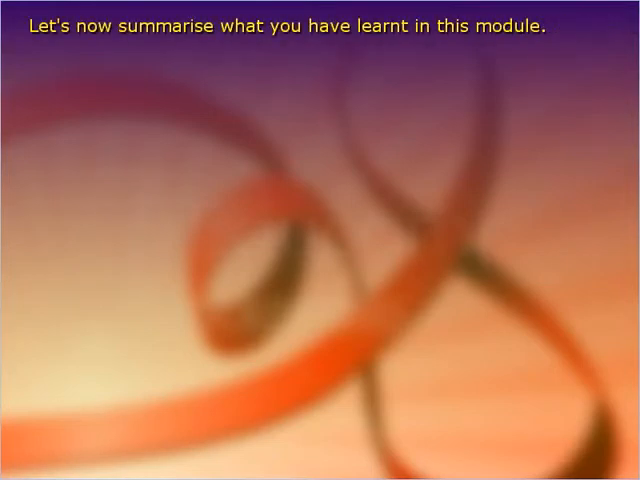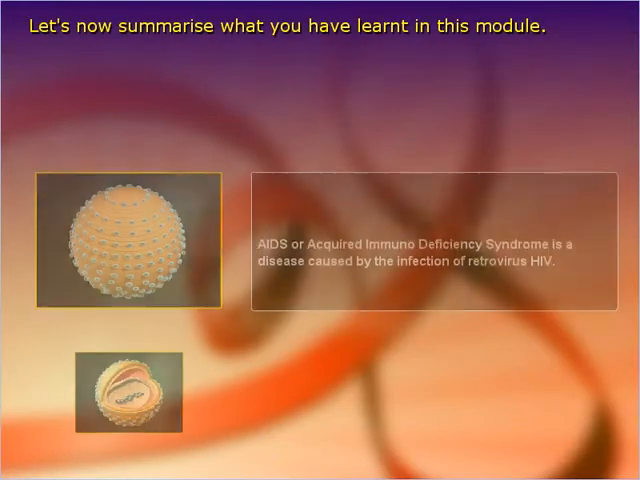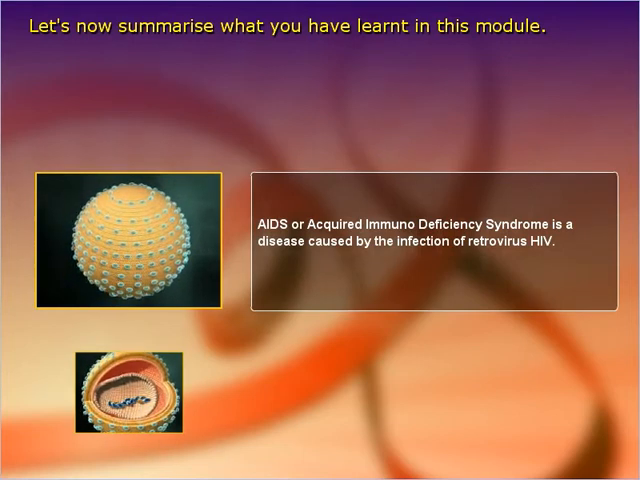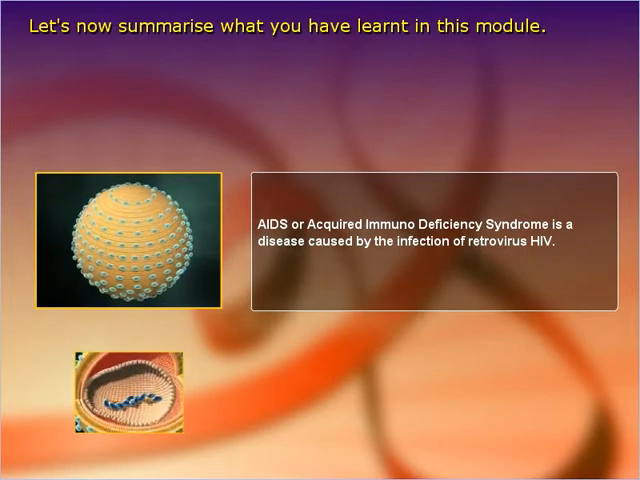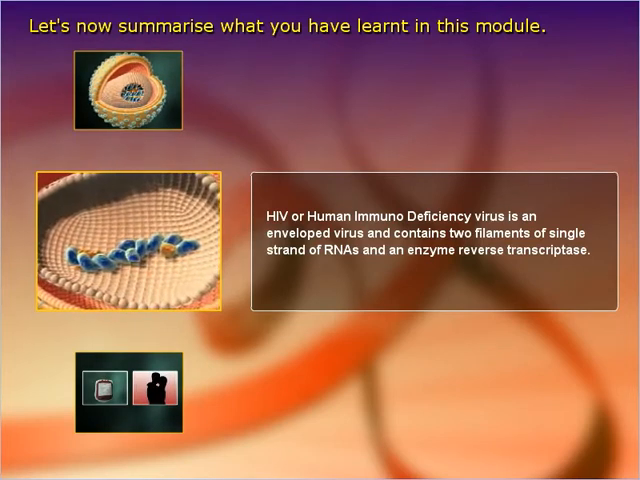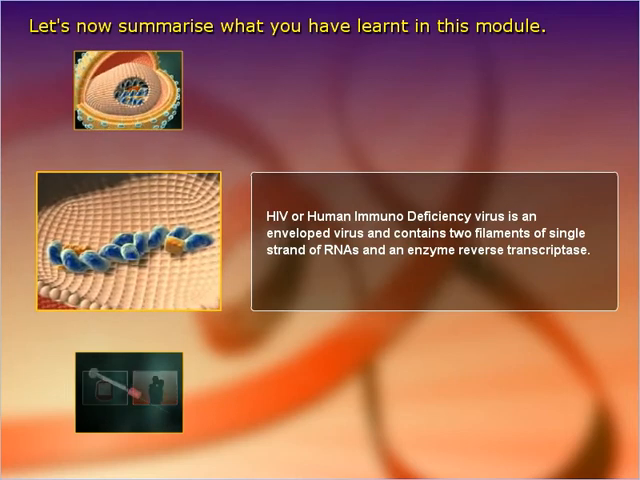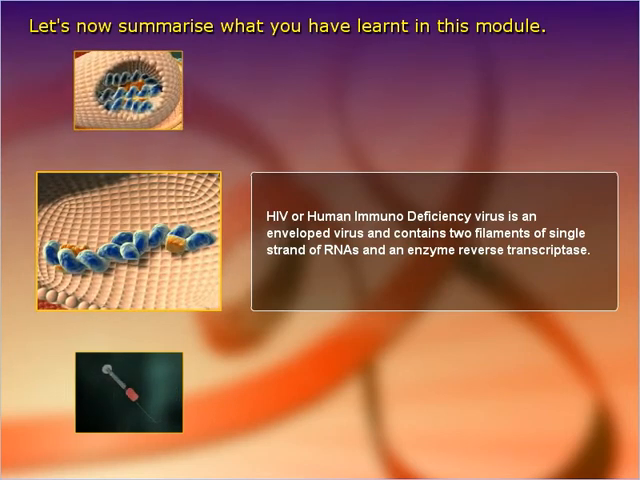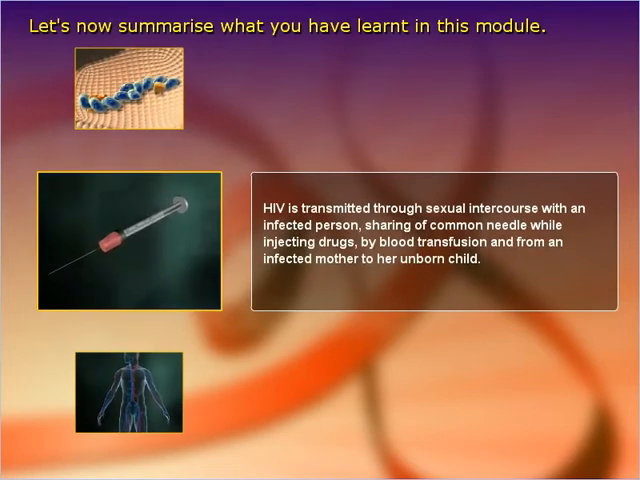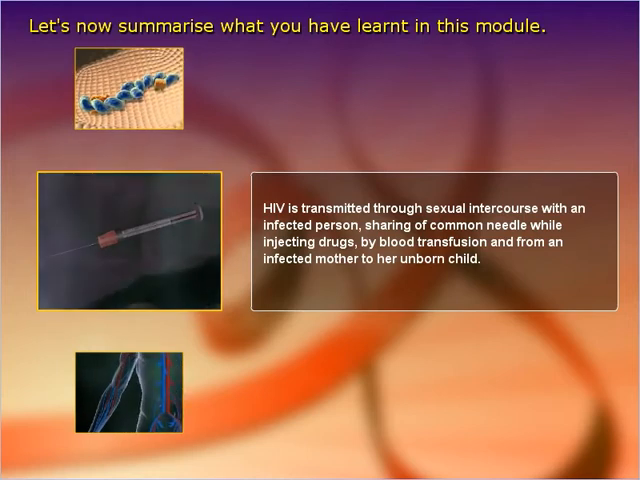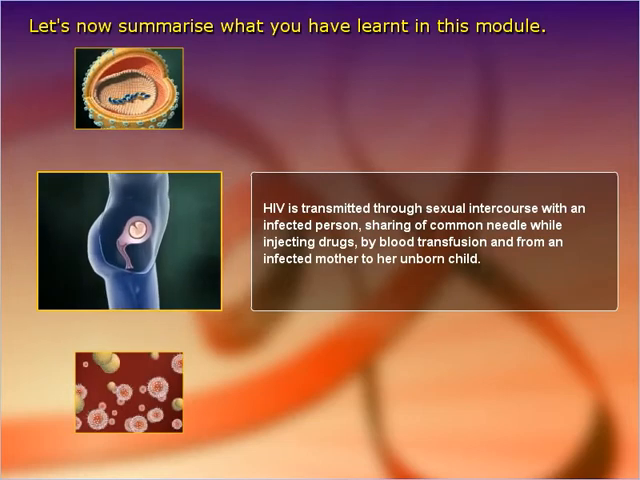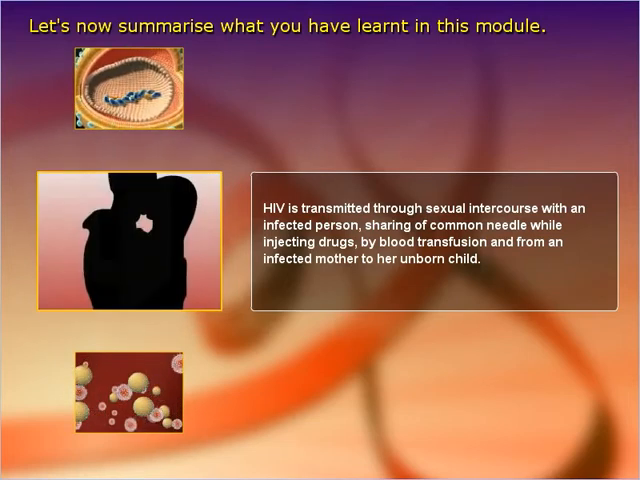Let's now summarize what you have learned in this module. AIDS or acquired immunodeficiency syndrome is a disease caused by the infection of retrovirus HIV. HIV or human immunodeficiency virus is an enveloped virus and contains two filaments of single strand of RNAs and an enzyme, reverse transcriptase. HIV is transmitted through sexual intercourse with an infected person, sharing of common needle while injecting drugs, by blood transfusion, and from an infected mother to her unborn child.